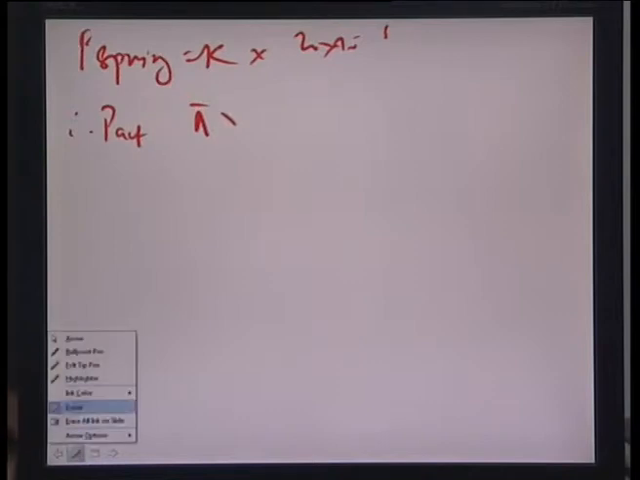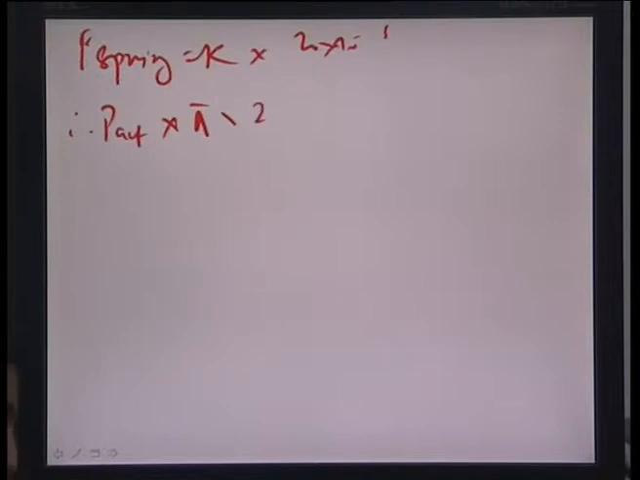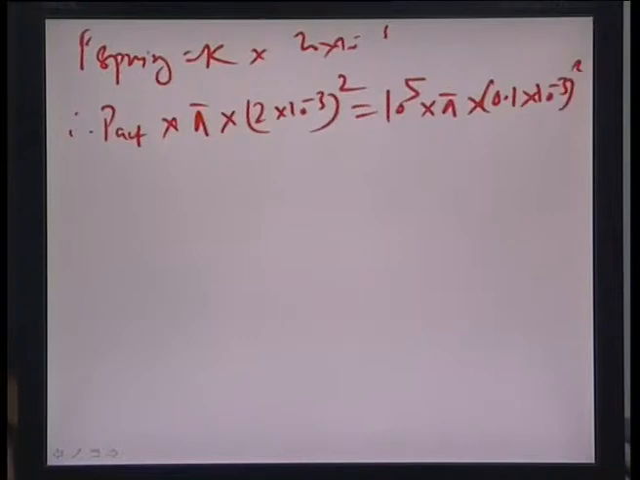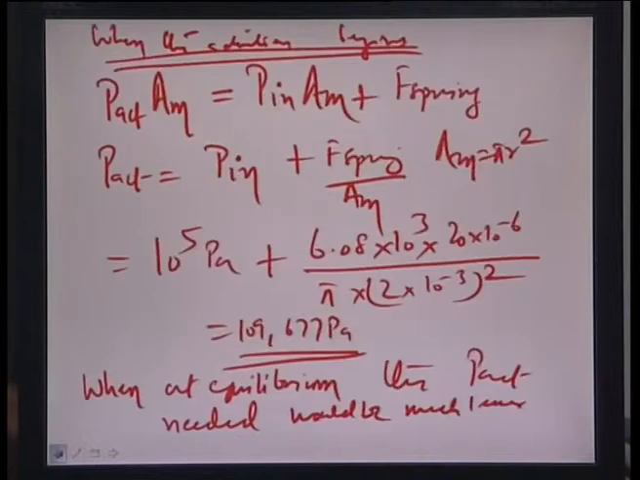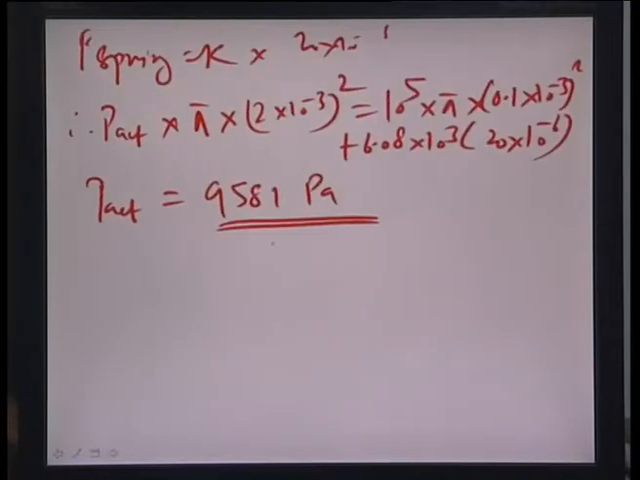P actuation times pi times 2 into 10 to the power minus 3 square would effectively be equal to 10 to the power 5 times pi times 0.1 10 to the power of minus 3 square plus 6.08 10 to the power 3 times 20 times 10 to the power of minus 6, and P actuation here would come out to be effectively equal to 3.1, okay. So, let me just write down the final value here. So, it comes out to be about 9581 Pascals. So, in comparison to the earlier value here, which was about close to 109,677 Pascals, this has reduced to almost 2 orders of magnitude and become about 9581 Pascals.